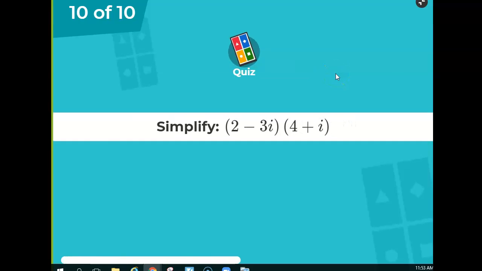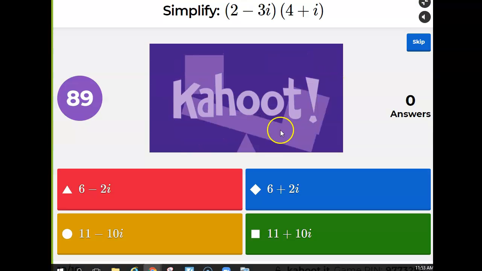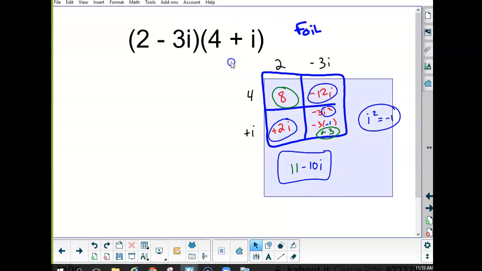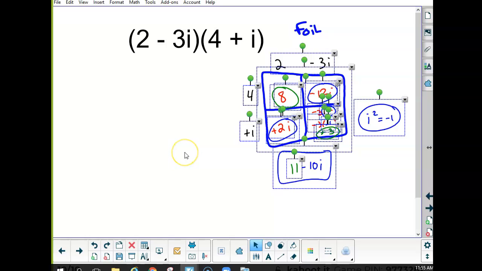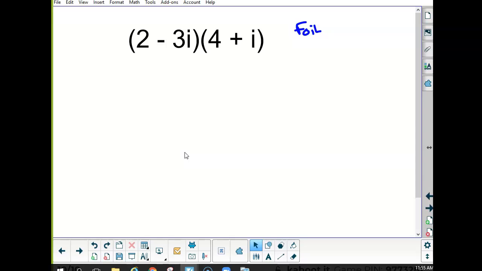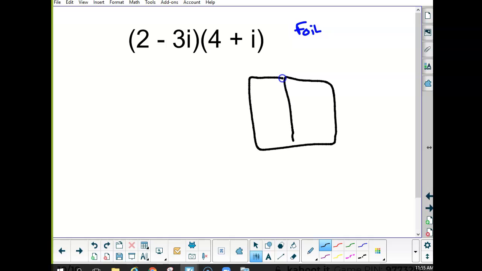Last one, simplify. I might just do this one from the start. So what would you do here? You could FOIL, or you could do just a regular old multiplication area model, and then we put the numbers on the outside, right? Because our goal is to fill in the area with multiplication. So what do we get?